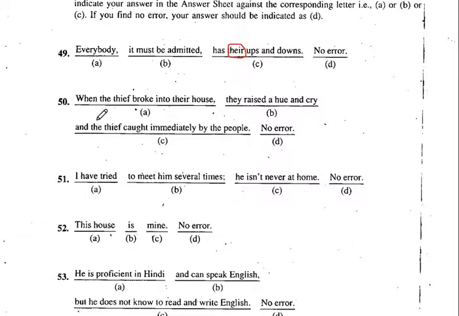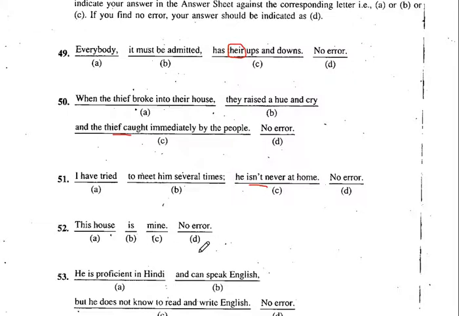Let's go to next. When the thief broke into the house, they raised a hue and cry. The thief was caught. What should be there? Was should be there here. So was caught. Now I have tried to meet him several times. He isn't never. So what here? So he is never. Negative will not come there.